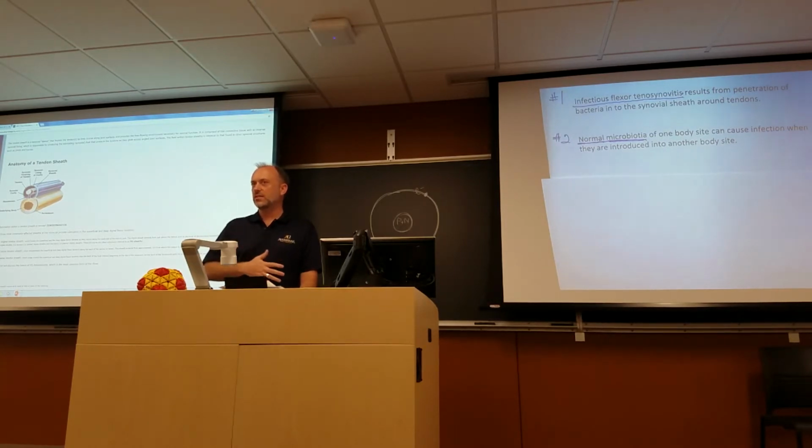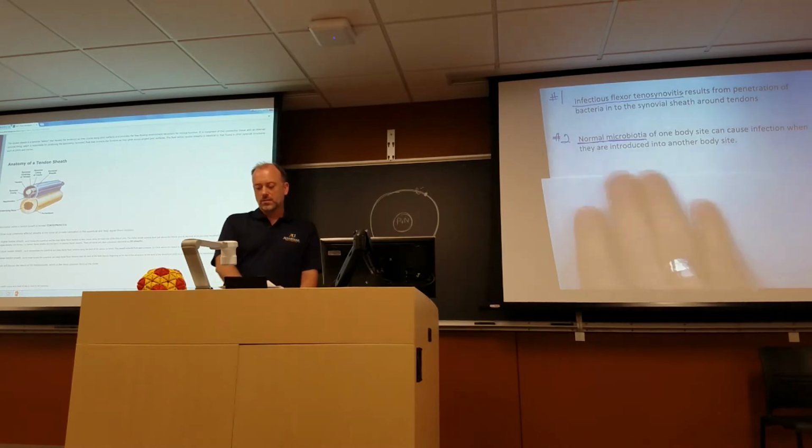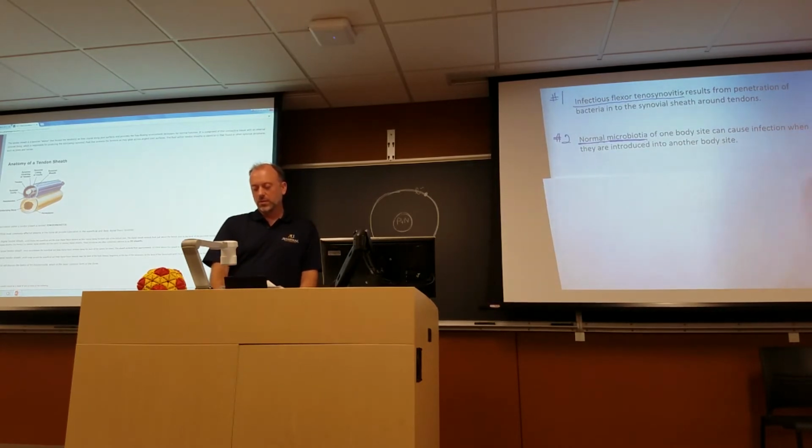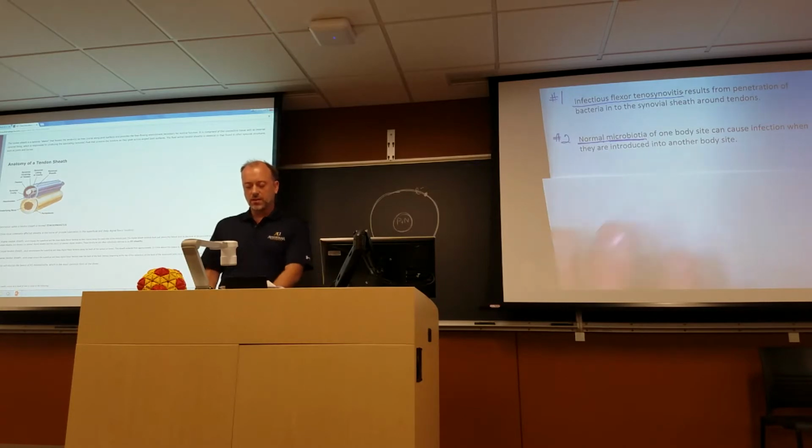The ones in your large intestine certainly are not. So the normal microbiota in one body site can cause infection when they're introduced into another body site, which is what probably happened with my infectious flexor tenosynovitis. Questions? So these are the take-home points.